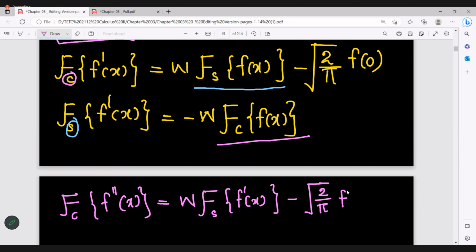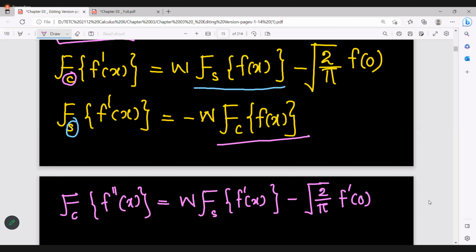Is it f0 or f dash 0? It should be f dash 0 because we are replacing all the f terms in this expression by f dash. So what is the meaning of this symbol f dash 0? It is the value of f dash x when the value of x is equal to 0.